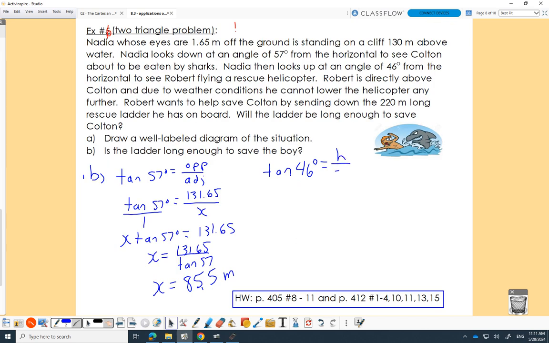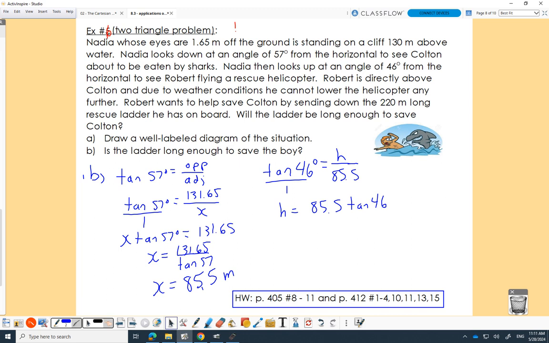h over 85.5. Is this one going to have the extra step or no? No, because the unknown's in the numerator. That's a little tiny, like this much easier. Like it's one step easier. Put that over 1, and when I cross multiply, I get h equals 85.5 tan 46.